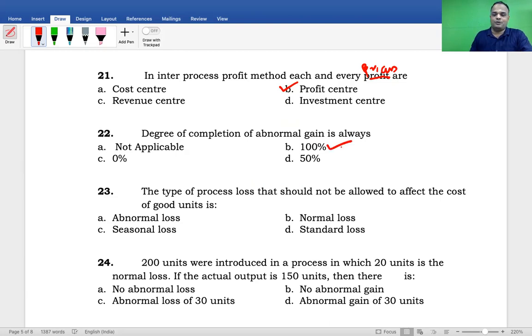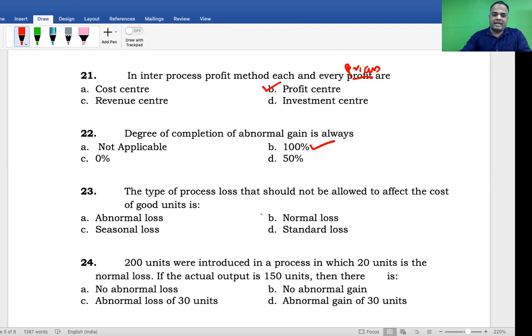Good, good. You saved your 6 months. Then the type of process loss that should not be allowed to affect the cost of good unit is, read the question. Abnormal loss. Should not be allowed to. Seasonal loss, abnormal loss, or abnormal gain. What?